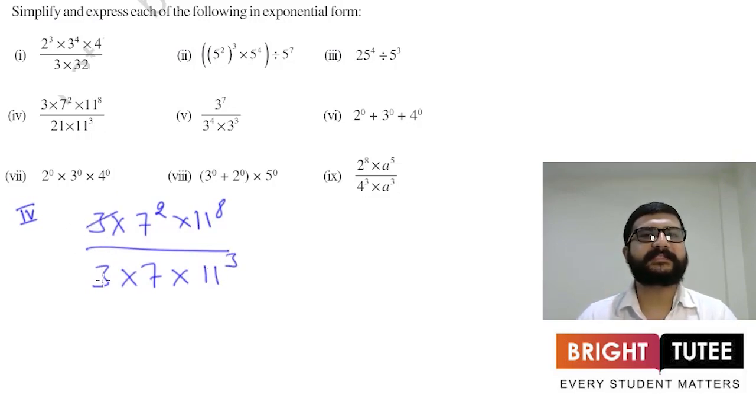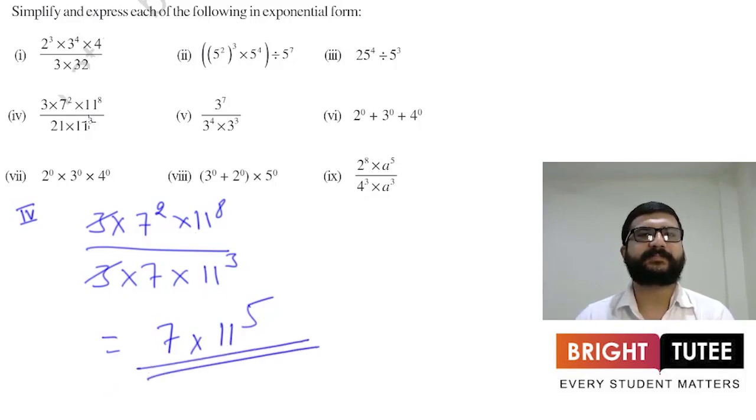We can cancel this 3 with this 3. Now 7 to the power 2 upon 7 will be 7 to the power 1, or we can simply write 7 here, into 11 to the power 8 divided by 11 to the power 3. This will be 11 to the power 8 minus 3, and that is 5. So this is 11 to the power 5.